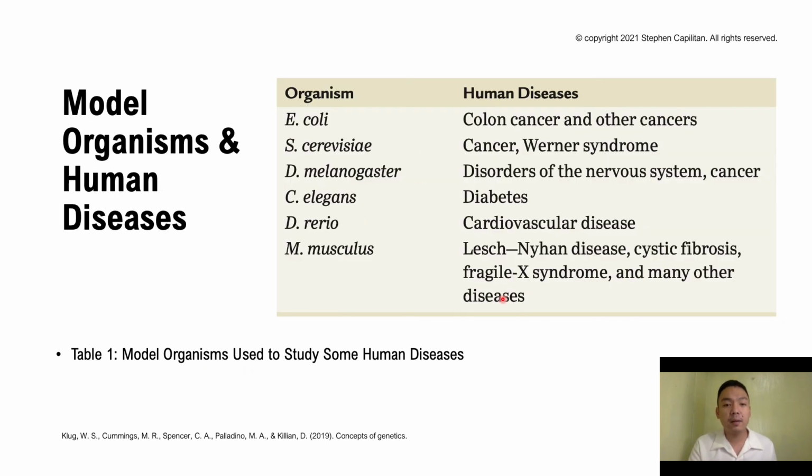This table shows model organisms and how they are being used to study human diseases. Escherichia coli for colon cancer and other cancers, Saccharomyces cerevisiae for cancers and Werner syndrome, Drosophila melanogaster for disorders of the nervous system and cancer, Caenorhabditis elegans for diabetes, Danio for cardiovascular diseases, and Mus musculus for Lesch-Nyhan disease, cystic fibrosis, Fragile X syndrome, and many other diseases.